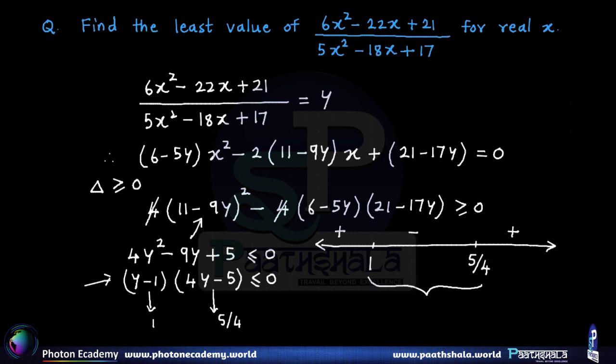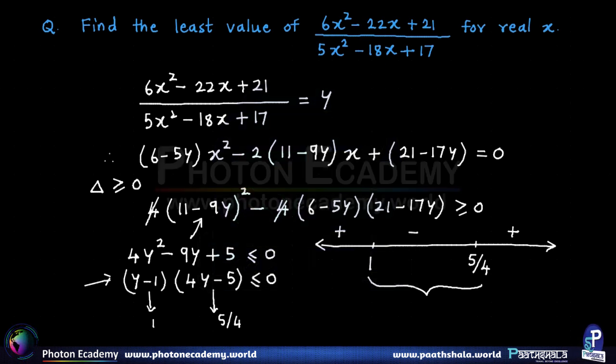So in other words, this is the range of the given expression, that is, the value of this expression will lie between 1 to 5 by 4. So since the question asks the least value, the answer is nothing but 1, which is the least possible value of the given expression.